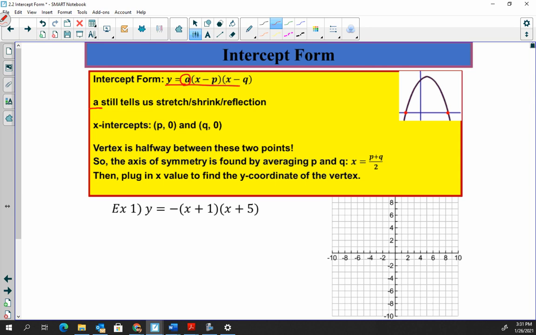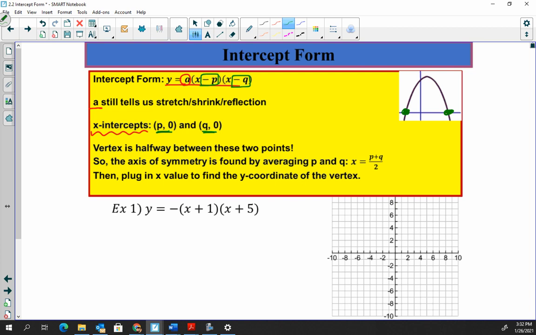The reason why we call this intercept form is because it's really easy to find the x-intercepts of your function by looking at this equation. All you need to do to find your x-intercepts is look at p and q, which we label as the numbers inside of the parentheses, and those two numbers individually give you your x-intercepts. There are two of them, right? There's one x-intercept here, and one x-intercept here on most parabolas. So you get two x-intercepts by looking at p and q. One of them is p, one of them is q, and we write them like this: (p, 0) and (q, 0).